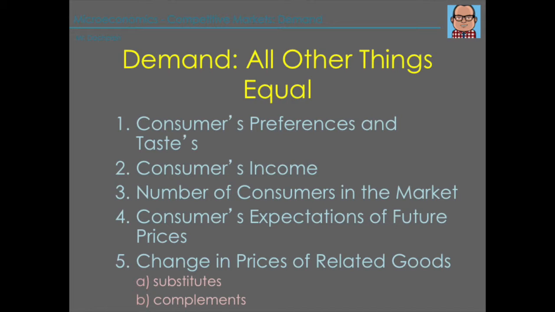What are the other things that we hold equal? Well, the price of a good is a major variable that affects the quantity of a good that consumers are willing to buy. Other variables can also affect consumers' quantity demanded. The following variables also affect the quantity demanded of a good and are held constant when analyzing the law of demand: consumers' preferences and tastes, consumers' income, number of consumers in the market, consumers' expectations of future prices, and change in prices of related goods.